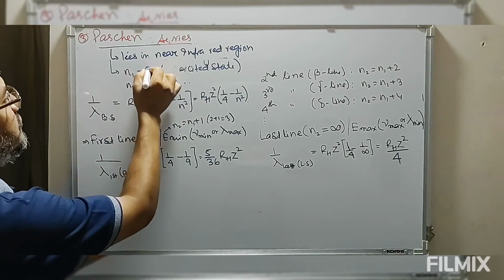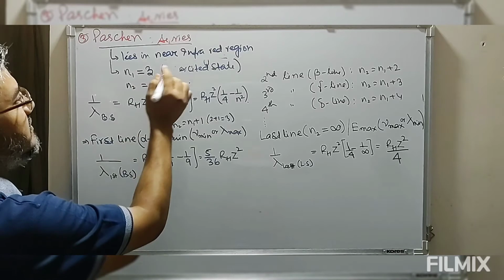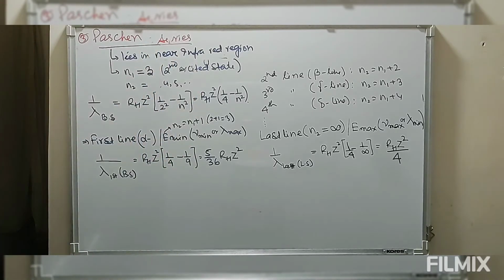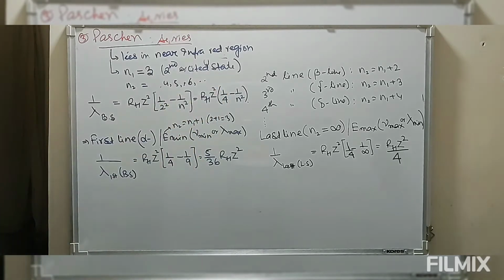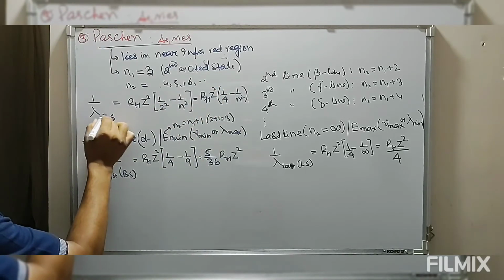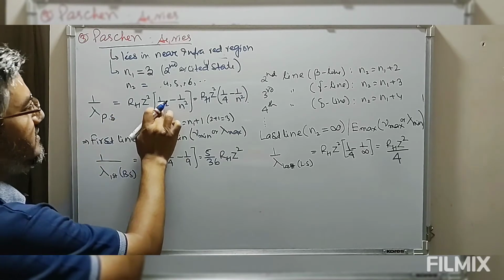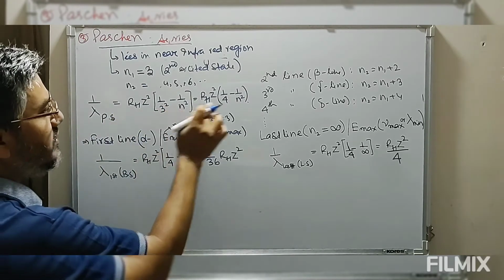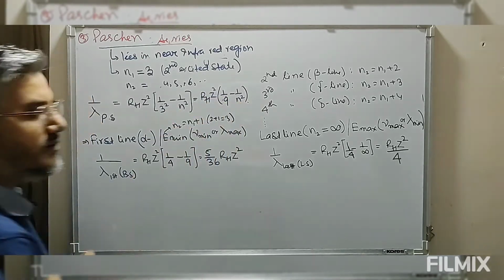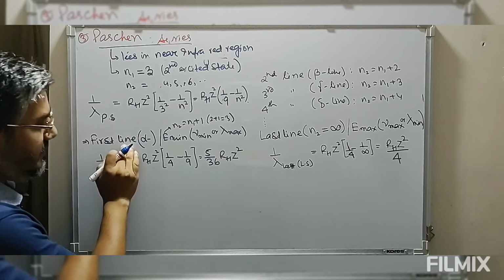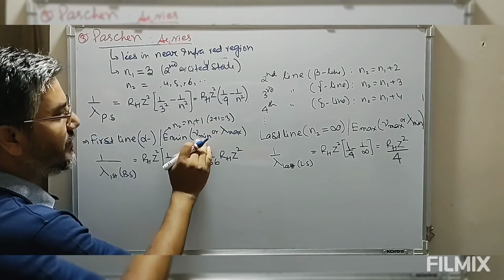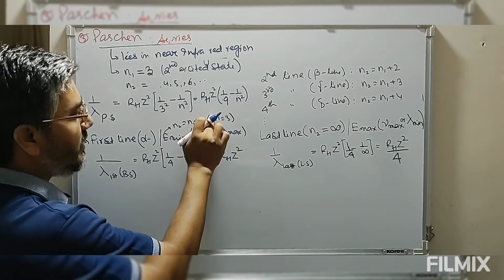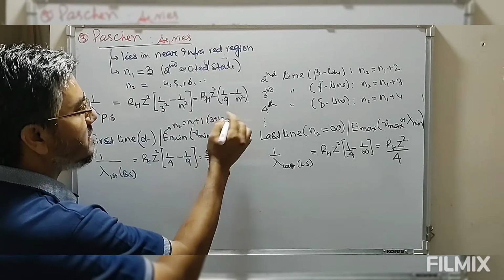N1 for this Paschen series is always 3. So N1 being 3 means this is the second excited state. So the electron is coming from any level to the second excited state. So N2 can be 4, 5, 6, etc. For this Paschen series, the equation can be modified as: this is 3 square, this is n square, so this comes out to be 9 here. Then again the first line, that is alpha, minimum energy, minimum frequency, maximum wavelength. N2 is N1 plus 1, so N1 is 3 here, so 3 plus 1 is 4.